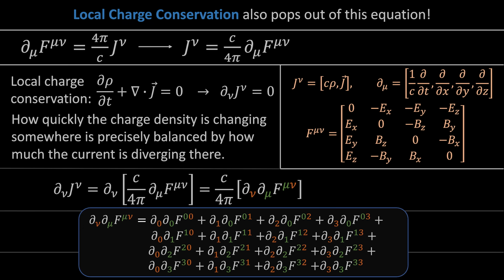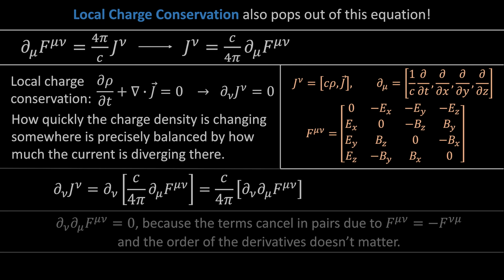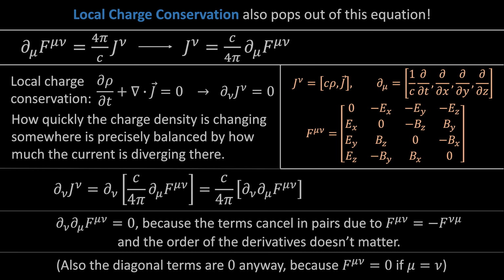And each one of those 16 terms is going to have the form of a second derivative of a component of the Faraday tensor. And as it turns out, because the order of the differentiation doesn't matter, and because of the antisymmetry of the Faraday tensor, that is, because F mu nu equals negative F nu mu, these 16 terms are all going to cancel out in pairs, and the result is going to be 0.